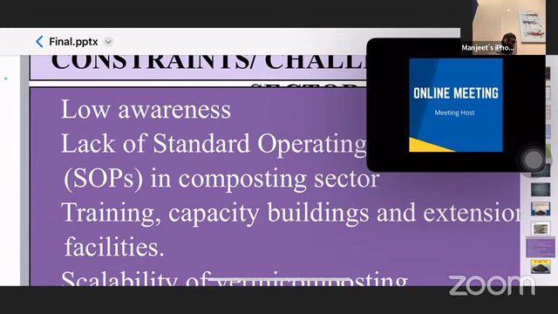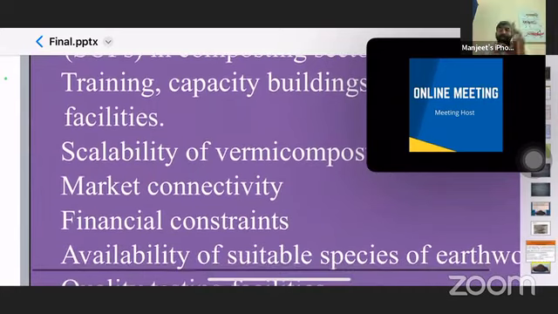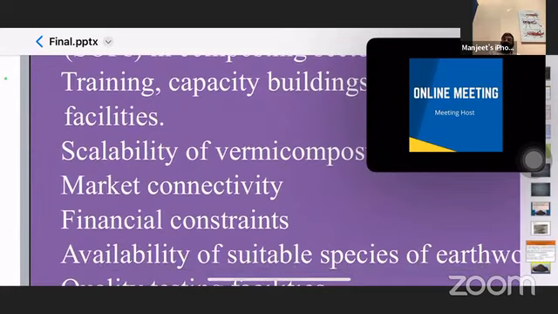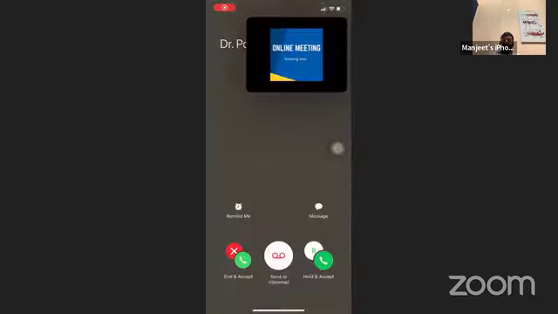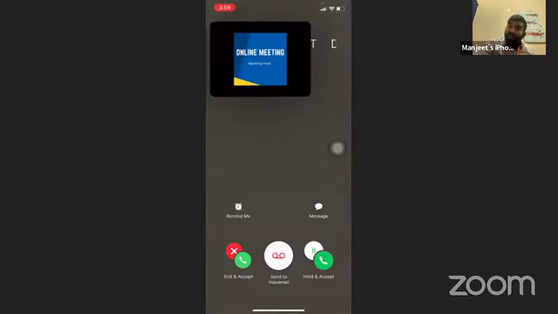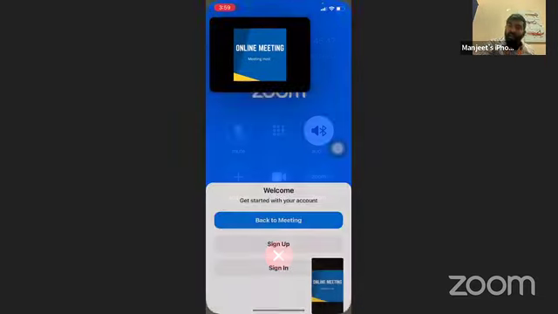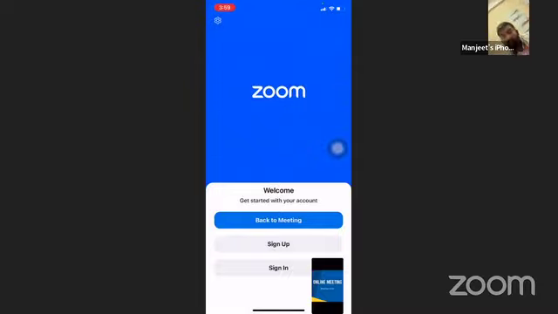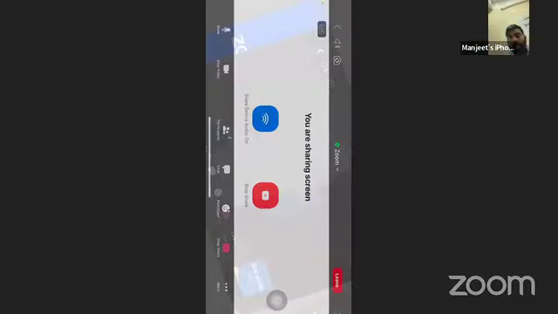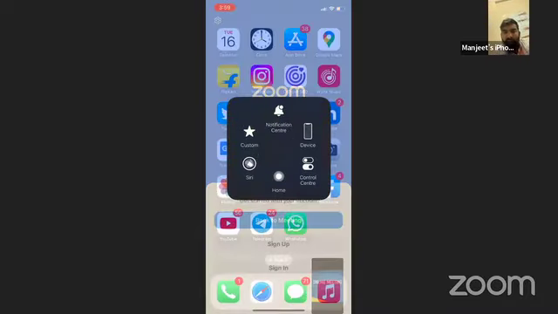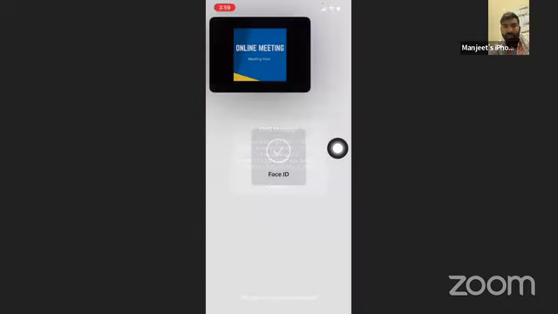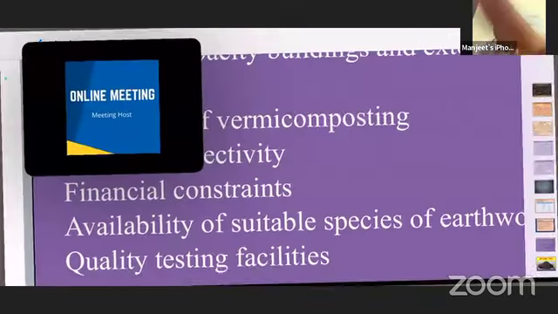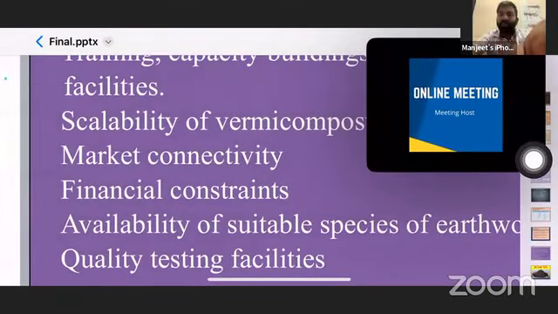Market connectivity. So market is a very important challenge in vermicompost. The market component is a very important challenge in this sector.